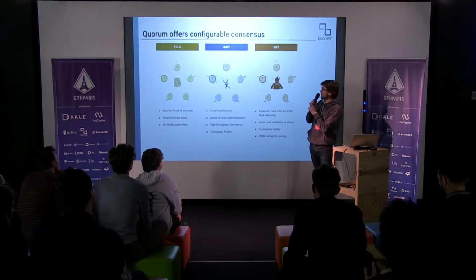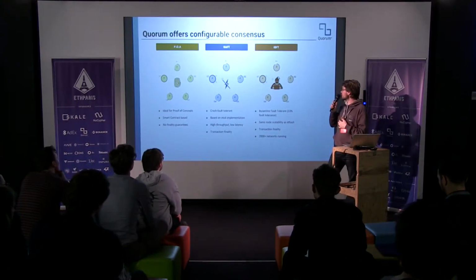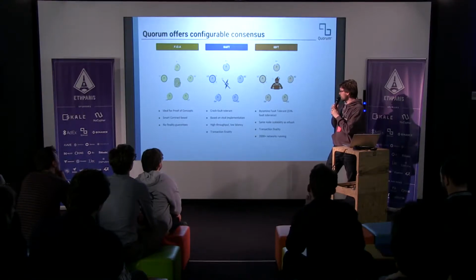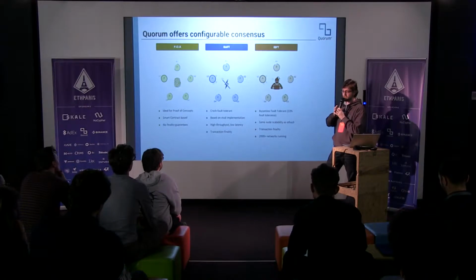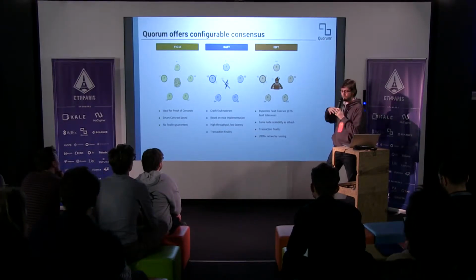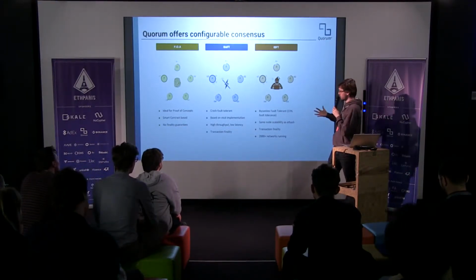IBFT, on the other hand, is almost the opposite. Istanbul Byzantine fault tolerance has a set of validators, and then participants for the rest of the chain. So there are a few block makers, and then everybody else can submit transactions.